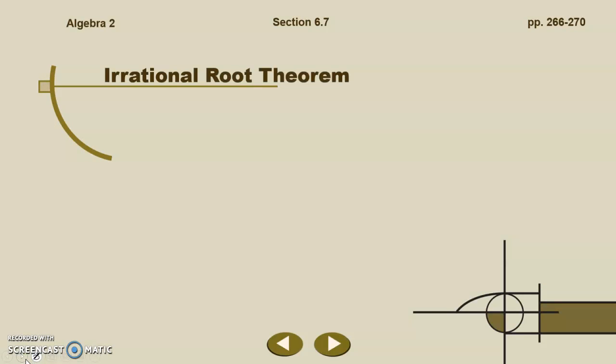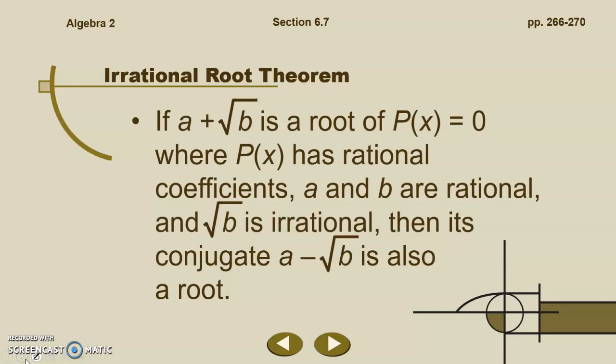All right, we've got two more theorems that we need to introduce here. These are called conjugate root theorems. Again, I'm going to give them to you using the book definition, and then I'll put it in simpler terms for you. But the irrational root theorem says if a plus root b is a root of p of x equals 0, where p of x has rational coefficients, okay, that means every number in front of your x squared, x cubed, or x term is a rational number. Rational meaning it can be written as a ratio or a fraction.